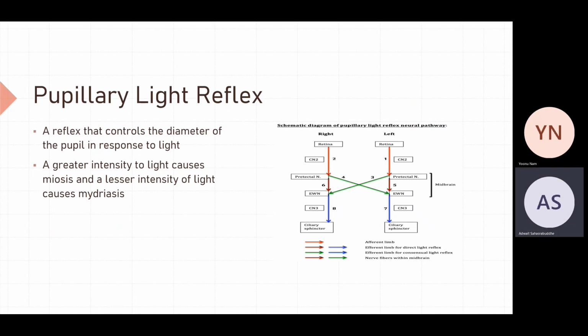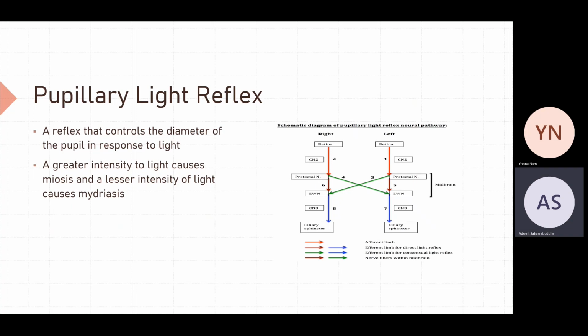The pretectal nucleus projects crossed and uncrossed. So crossed meaning contralateral and uncrossed meaning ipsilateral fibers to the specific Edinger-Westphal nuclei. Each Edinger-Westphal nucleus gives rise to preganglionic parasympathetic fibers, which exit with the oculomotor nerve, cranial nerve 3, and synapse with the postganglionic parasympathetic neurons in the ciliary ganglion.